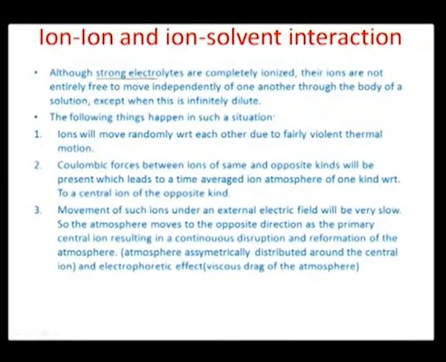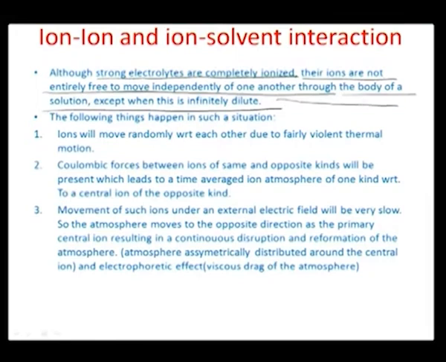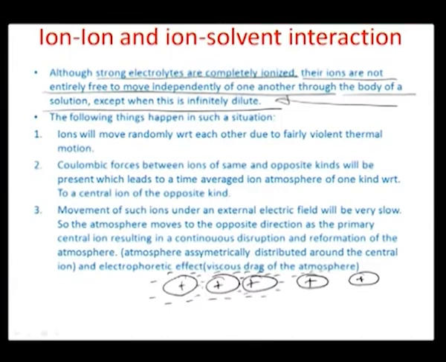So let us see what happens when strong electrolytes are completely ionized and their ions are not entirely free to move independently of one another through the body of a solution, except when this is infinitely dilute. So the following situations may happen. Let us say there are positive ions in this, and a bunch of different negative ions, and each of these positive ions is forming a cloud of negative ions around it, something like this. So these are clouds of negative ions around it.